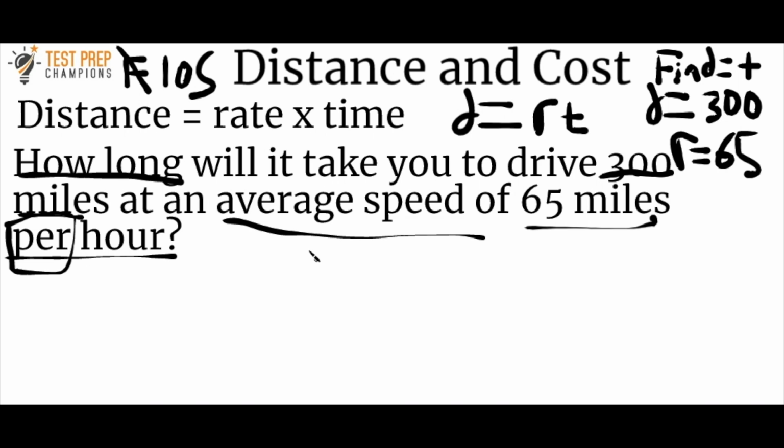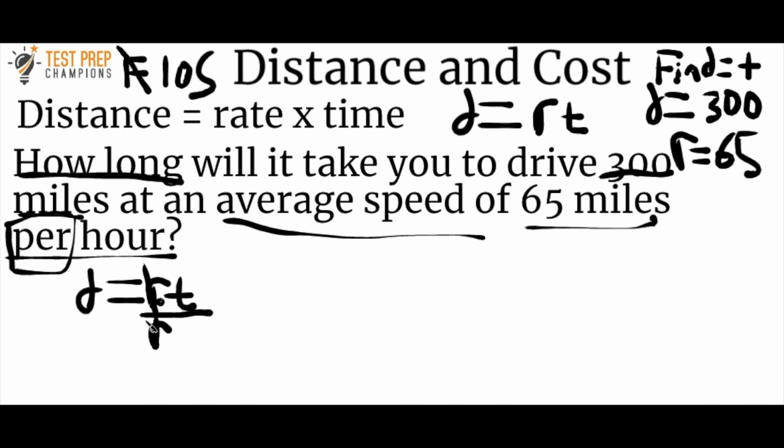Well, what you can do here is just start from d equals rt, and we're just going to solve this equation for t. In other words, we're going to get the t by itself on one side of the equation. So how do we do that? Well, again, we see that d equals r times t. We want to get the t by itself here, so we need to get rid of the r. We see r times t, so we do the opposite of multiplication, which is division.